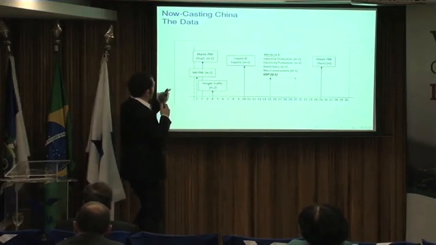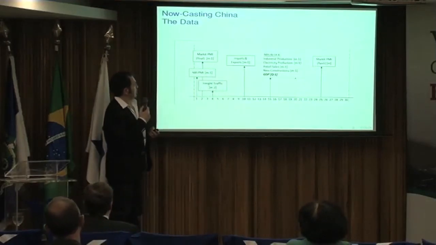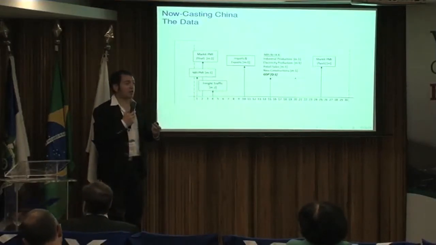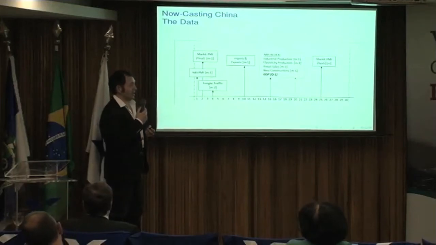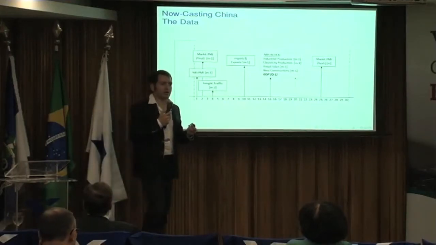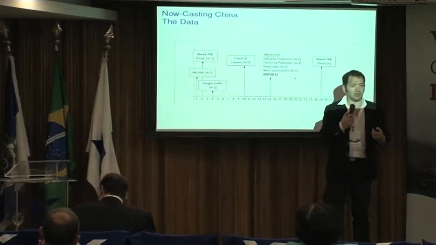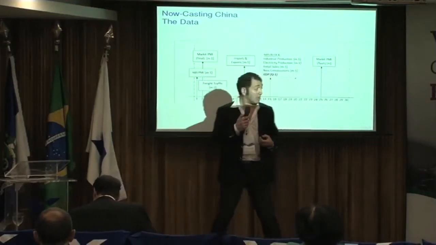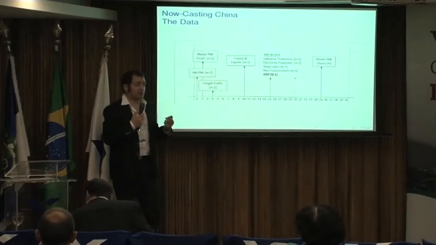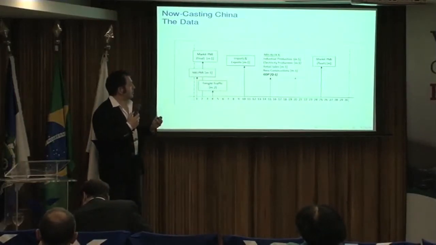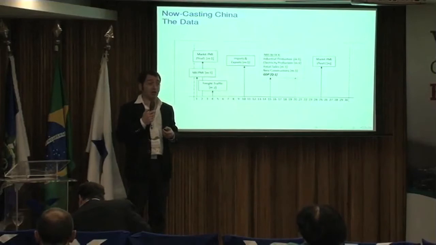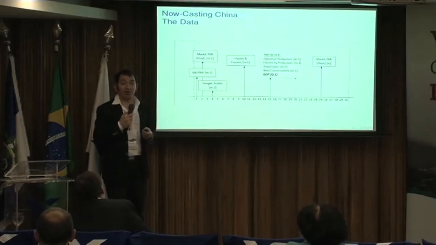So this is a calendar of data releases that markets watch in China. It's pretty similar to the kind of data that you look at in the United States. Less numerous, but it's similar. So you have surveys, industrial production, GDP. Actually, GDP is very timely in China. It appears after 15 days.